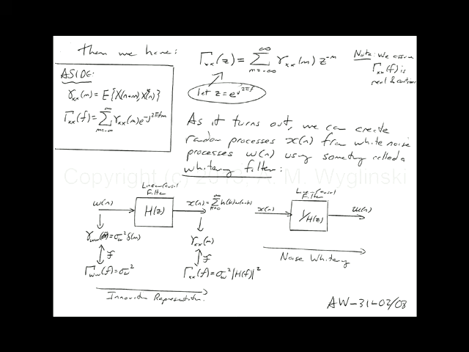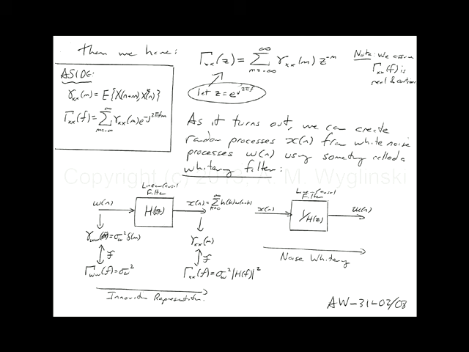We call this the innovation representation. So with white noise, if we have an H of Z, we can produce a signal X of N. And X of N is nothing more than the convolution of H of N with W of N.